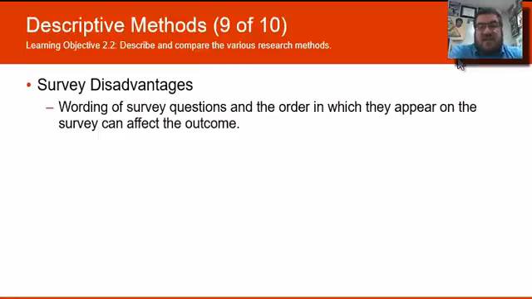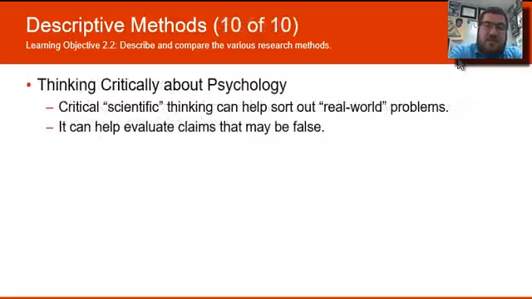Another disadvantage of surveys is that the wording of the survey questions and the order that they appear can affect the outcome of the survey. We'll talk more about that in class. This is why we use those critical thinking skills in psychology that we talked about in class. This critical scientific thinking can help sort out and solve these real world problems. It also can help evaluate claims that may actually be false.